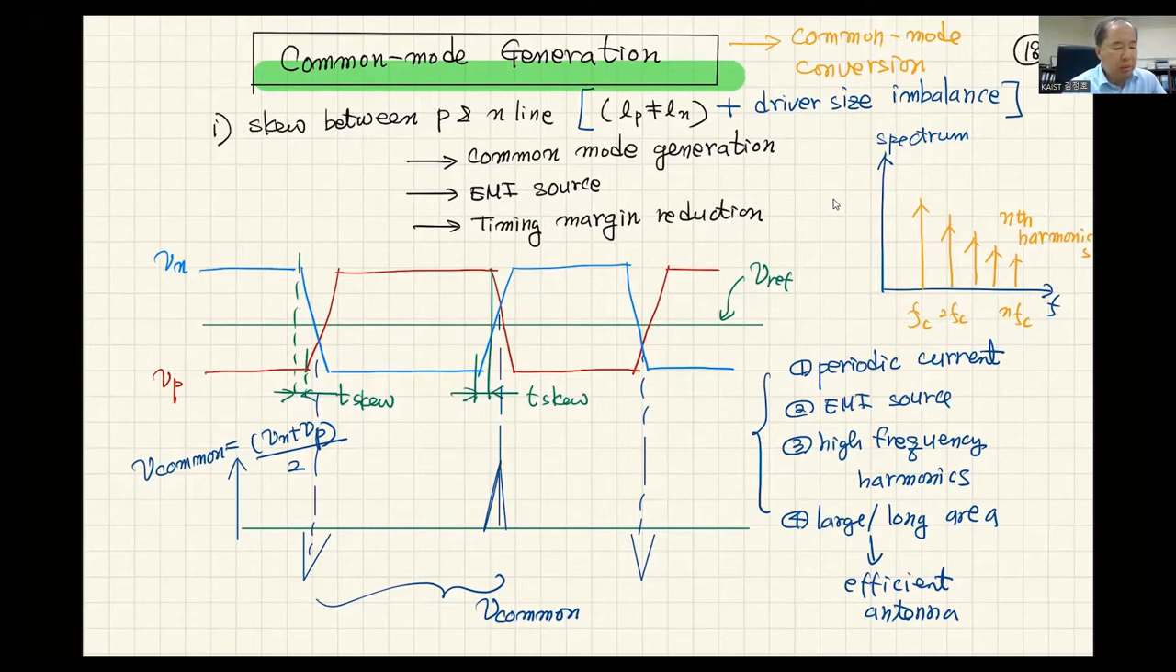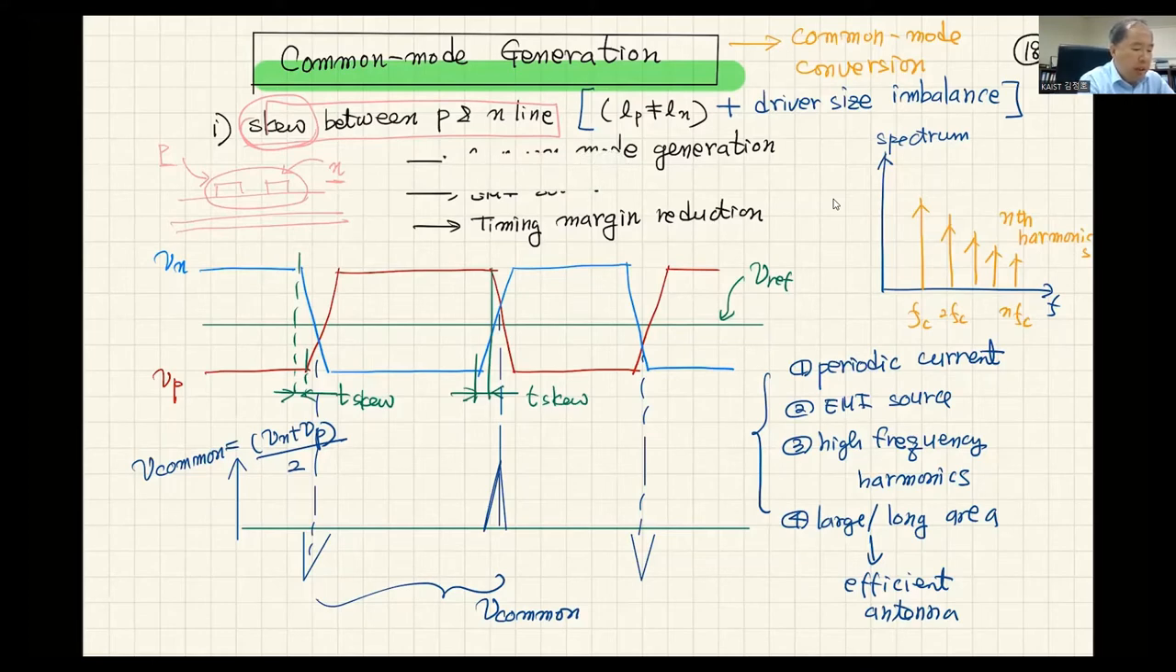When does the common mode conversion happen? I would say when we have skews between the two lines. You remember that when we are designing differential mode interconnections, two lines are coupled together to form a differential pair. One line is called the P line, the other line is called the N line. If there is any skew between the P line and N line, we will generate common mode. And that common mode will be a source of EMI.